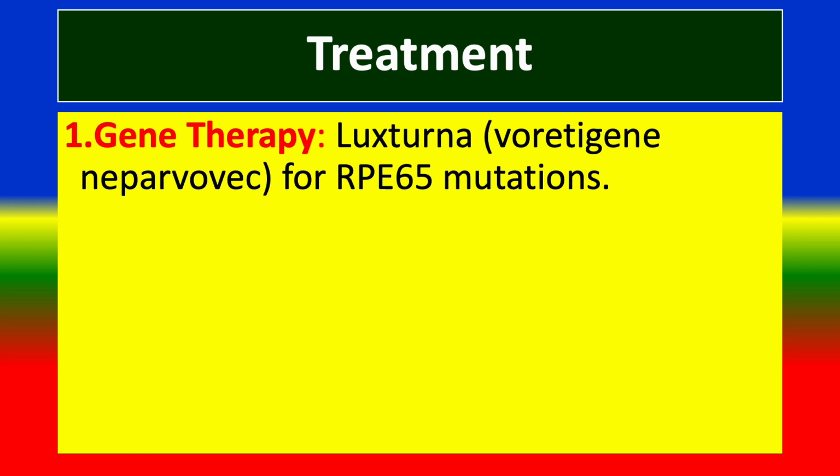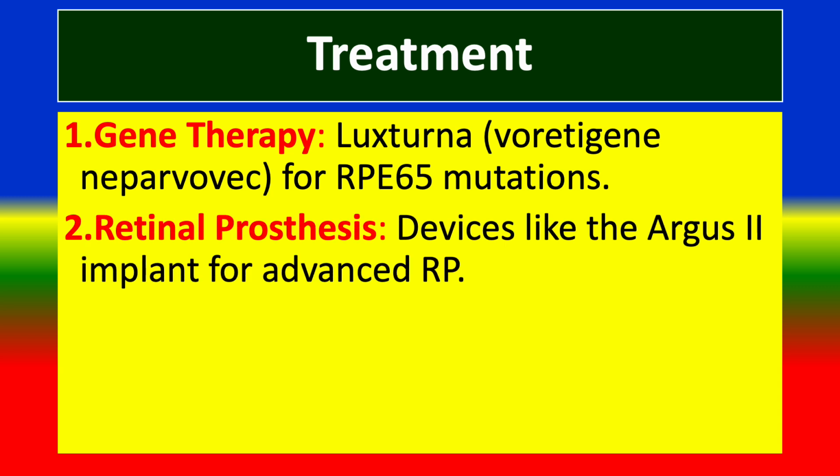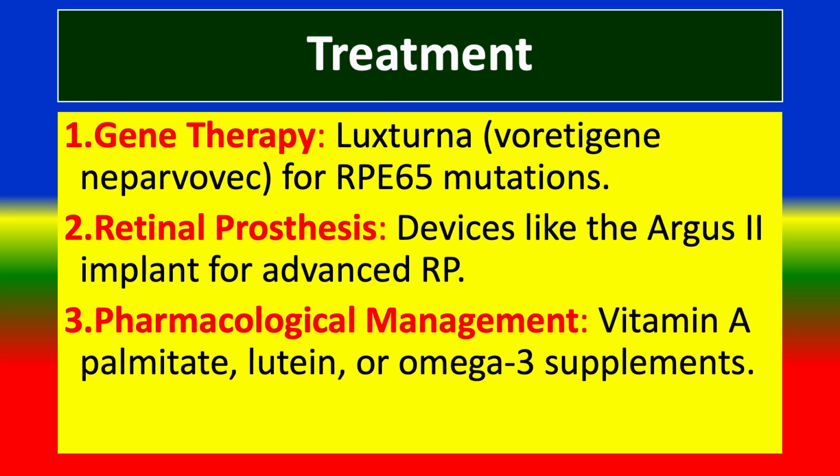Treatment. 1. Gene therapy. Luxturna for RPE65 mutations. 2. Retinal prosthesis devices like the Argus implant for advanced RP. 3. Pharmacological management. Vitamin A palmitate, lutein or omega-3 supplements.